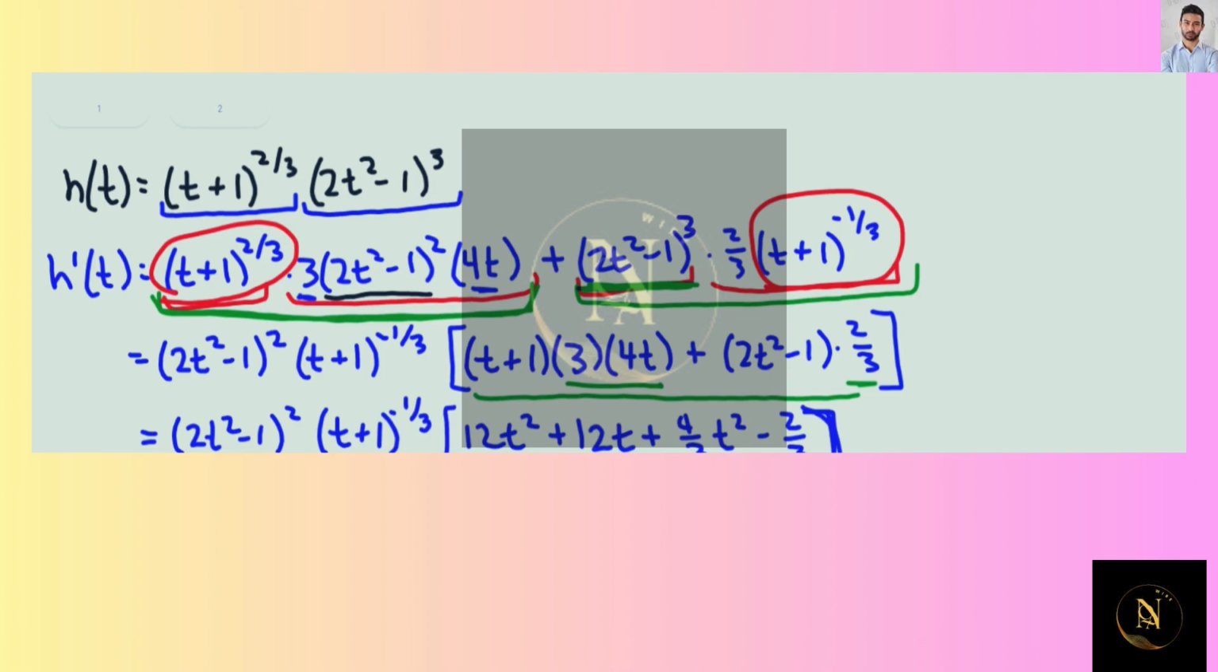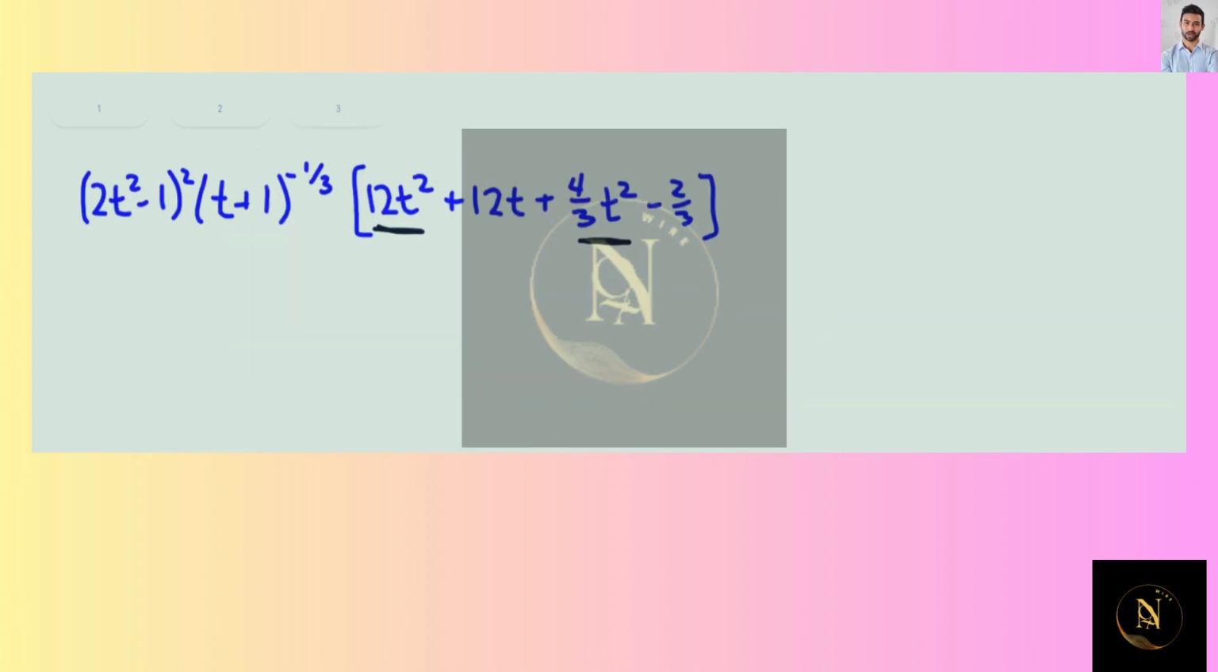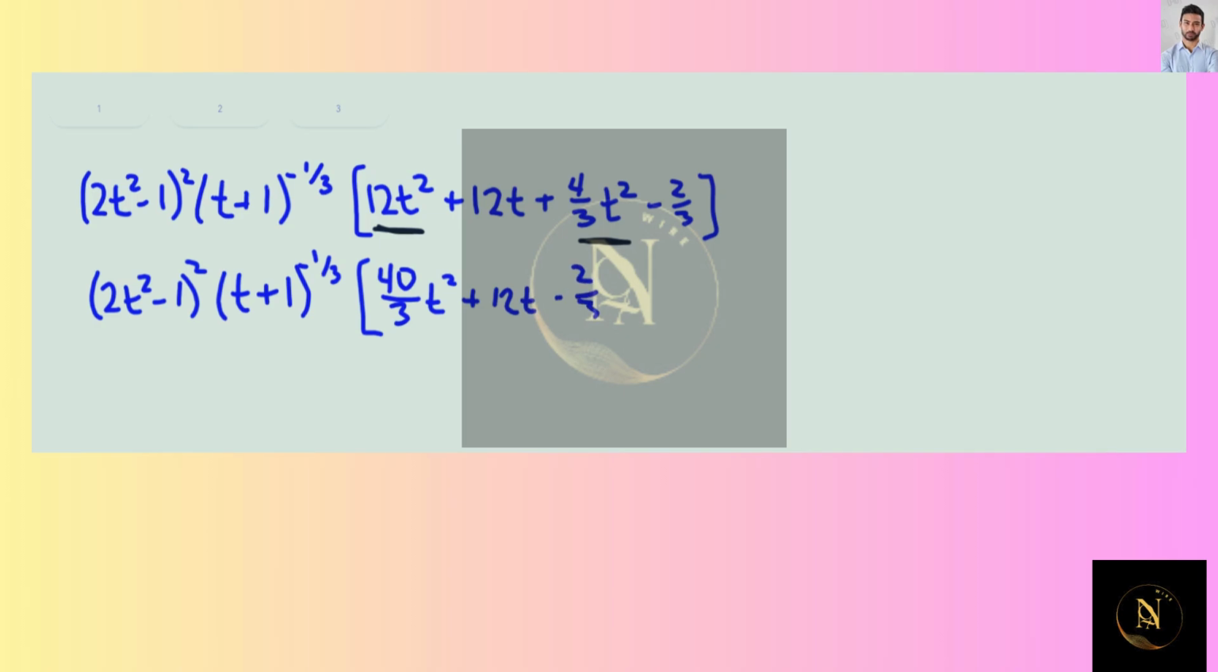All right, so here's the step we were just looking at. We're combining these like terms. And now for our answer, we have 2t squared minus 1 squared times t plus 1 to the negative 1/3 times, when we add those like terms, we get 40/3 t squared plus 12t minus 2/3.